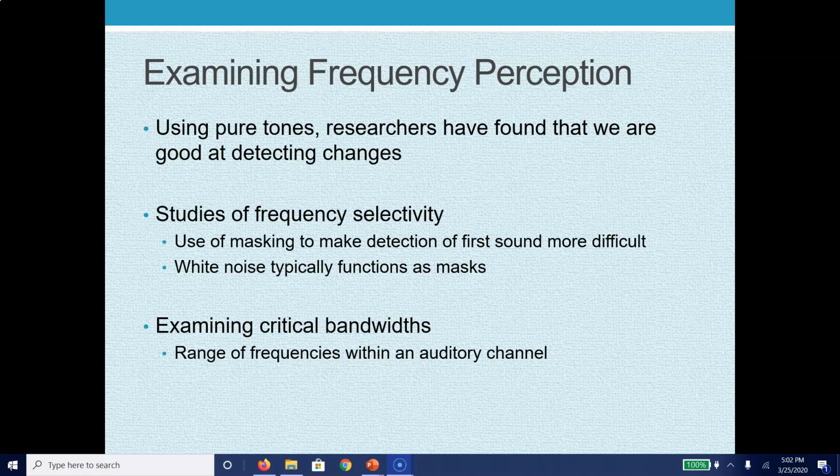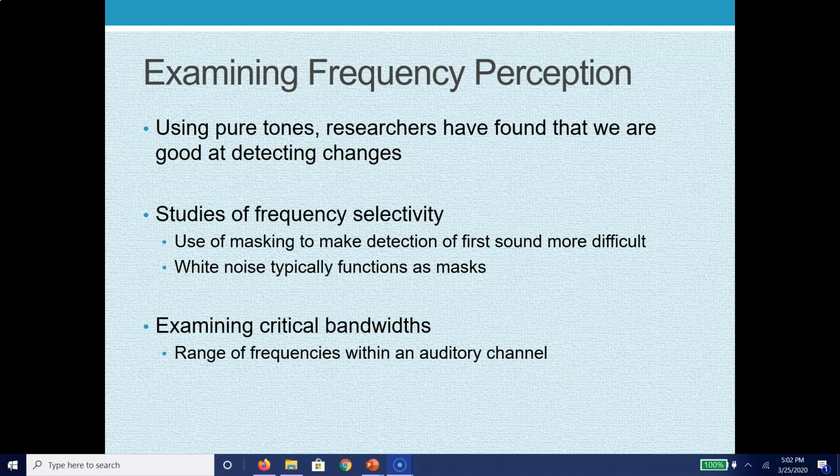Now I am going to play another tone, and I need you to tell me if this is the same as the tone I played or if it's different. Hopefully you noticed that there was a difference. The first tone was 500 hertz. The next tone was 515 hertz. So we're really good at noticing differences in tones. So that's one thing that we know. We're very sensitive to frequency changes.